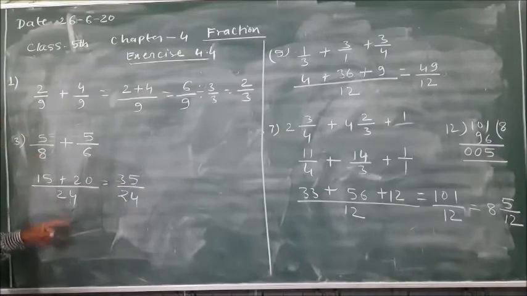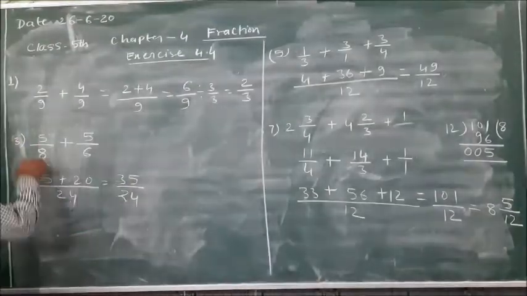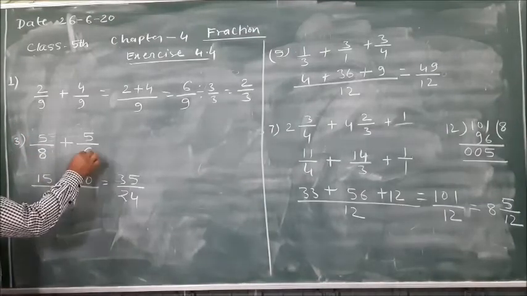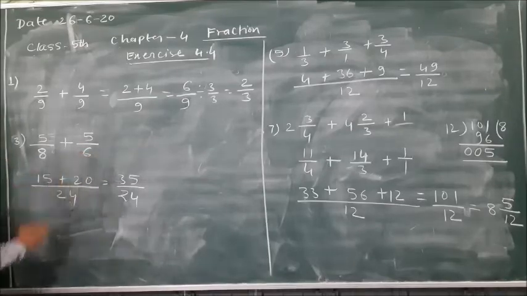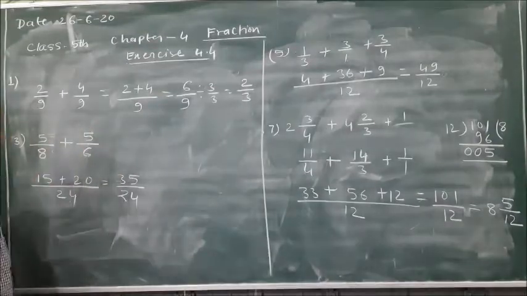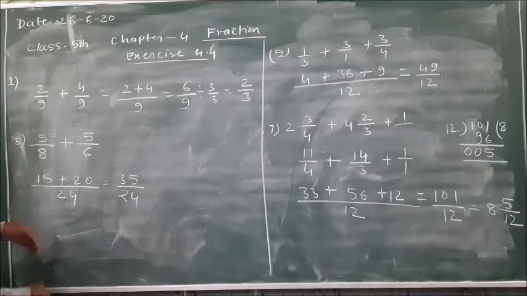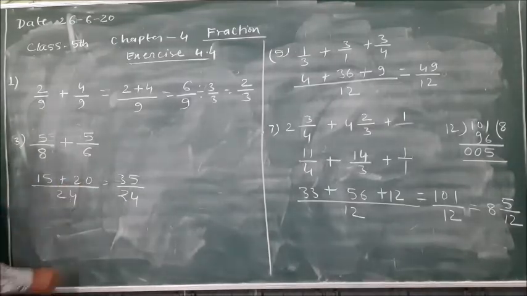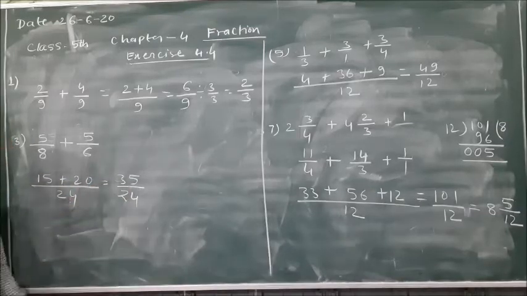So 8 threes are 24. Your quotient is 3, and 3 multiplied by 5 equals 15. Here 24 divided by 6: 6 fours are 24, the answer is 4. And 4 multiplied by 5 equals 20. Now we add, we find the sum of 15 and 20. 20 plus 15 equals 35.